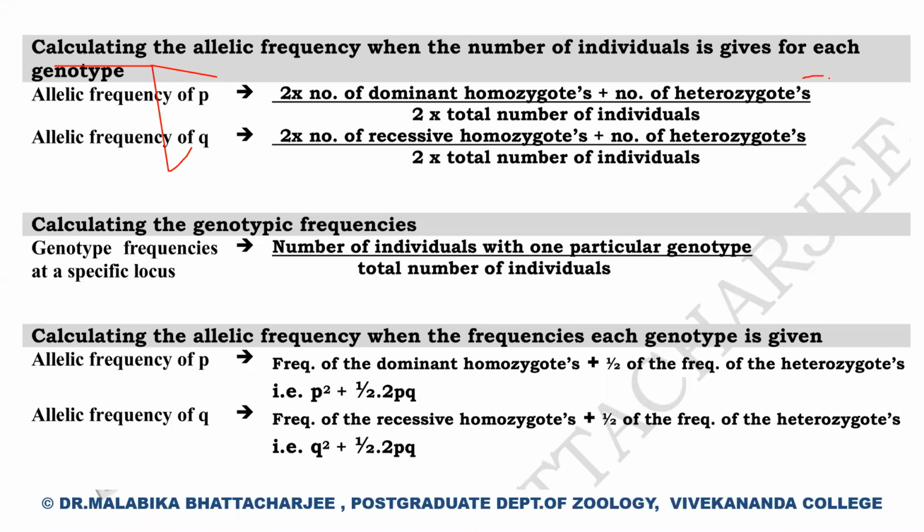When you calculate in this manner, remember, you do not use that p is equal to p square plus half of 2pq, because you are calculating the allele frequency from the number of individuals. But when we think of using the genotypic frequency for calculating the allele frequency, we simply use this formula. To use this formula, remember our starting data should be genotypic frequencies. So keep this in mind.